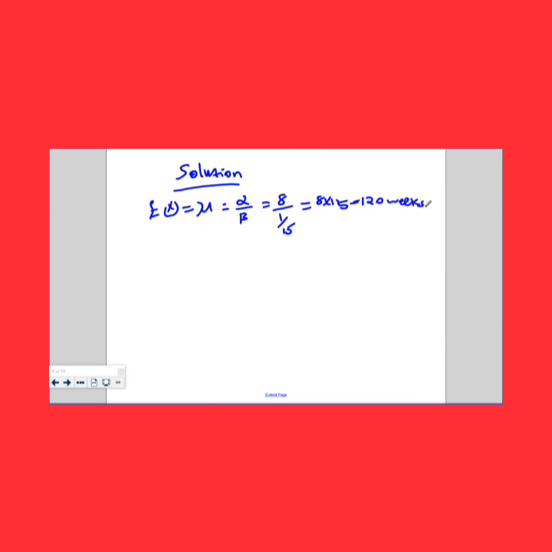Let us go to the other part. We're talking about standard deviation also. So we obtain the standard deviation by the square root of 8 times 15 squared, which will give us 42.4264 weeks.